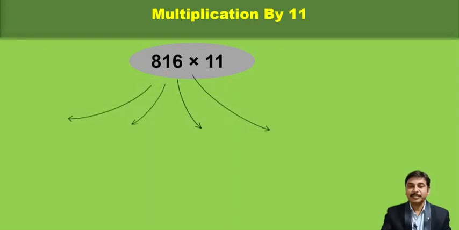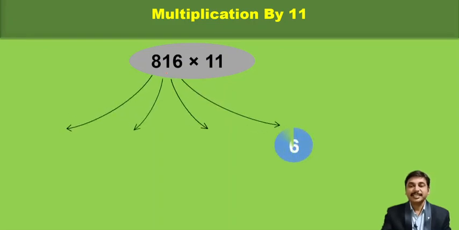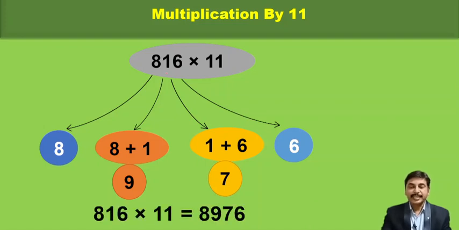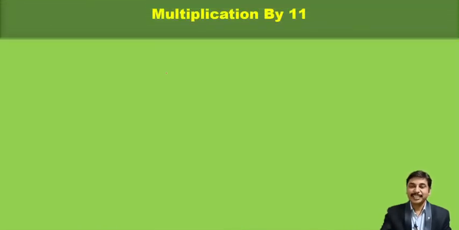Now what I will do here, just keep this 6 as it is. Then next will be 1 plus 6. Then 8 plus 1. And finally we have 8 here. Correct? Now 6 plus 1, 7. 8 plus 1, 9. So your final answer looks like 8, 9, 7, 6. So 816 into 11 is 8976, my dear friends. Let us take one more example to understand this better.